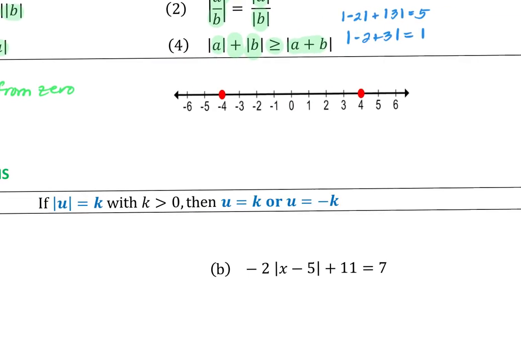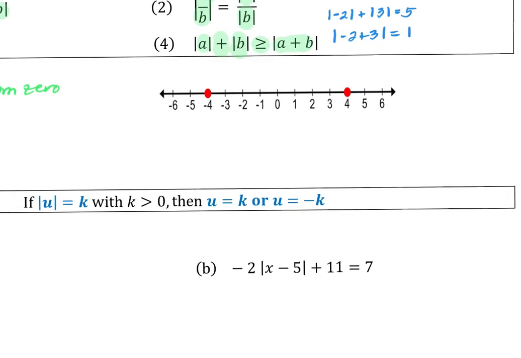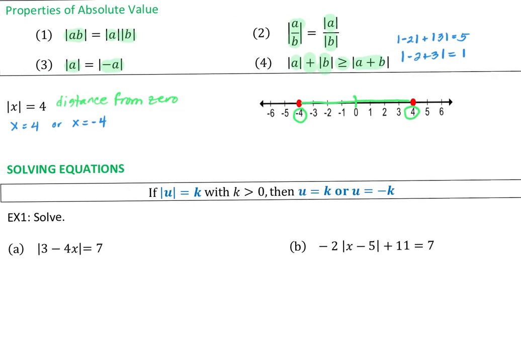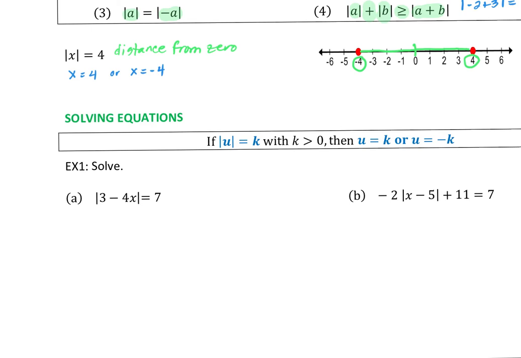So if we look at this graph, we can see that if we start at 0 and we go 4 units to the right, we're at positive 4. If we go 4 units to the left, we're at negative 4. So to get rid of an absolute value, oftentimes you'll have both a negative and a positive solution. And this is actually where our equation for absolute value comes from.